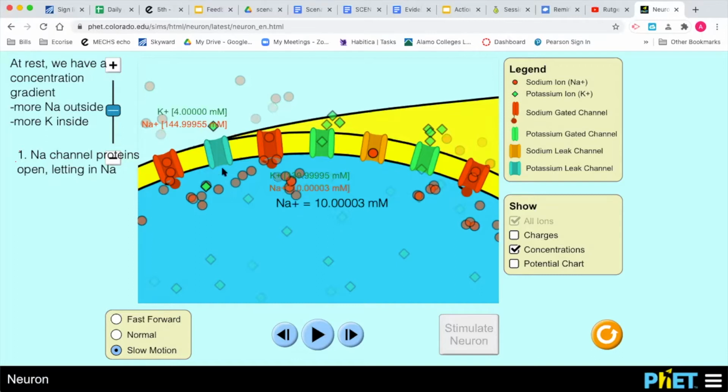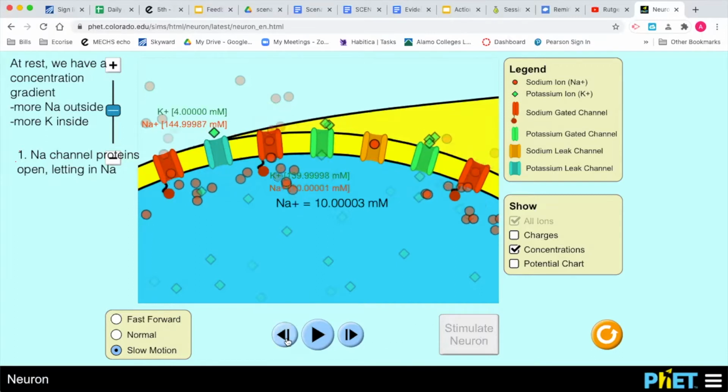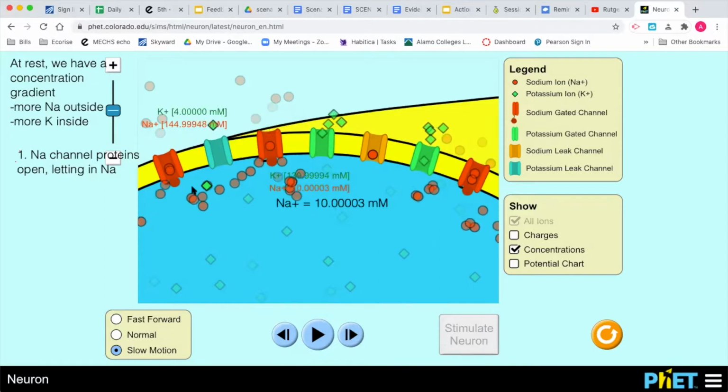Now, what was the next? Here, I'm going to go back here for just a little bit. So the sodium's coming in, all that other stuff. Our concentrations went down. Okay, so what has happened next? Right, so we had these ones open, and now we have these ones open. So we have our potassium channel proteins, so that's step 2.